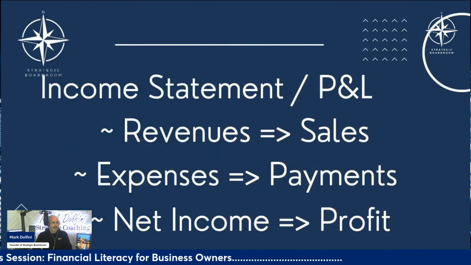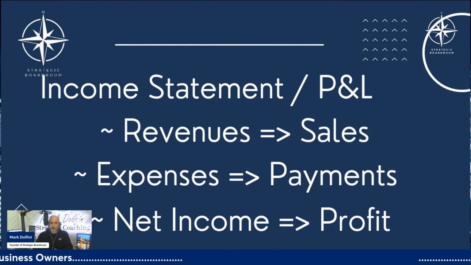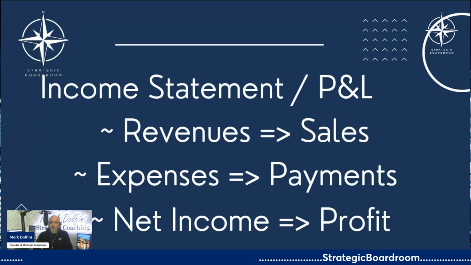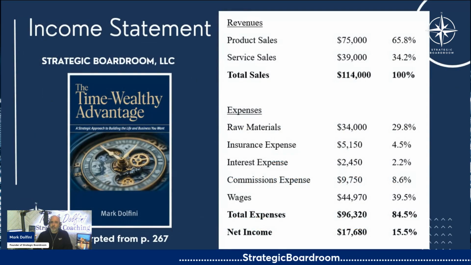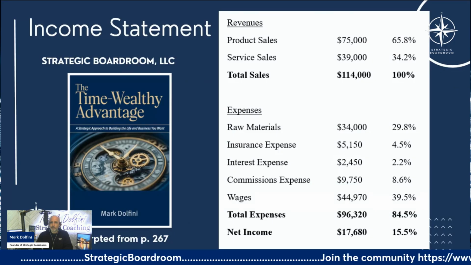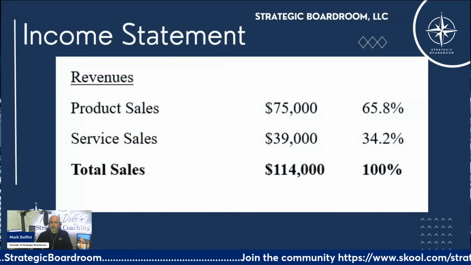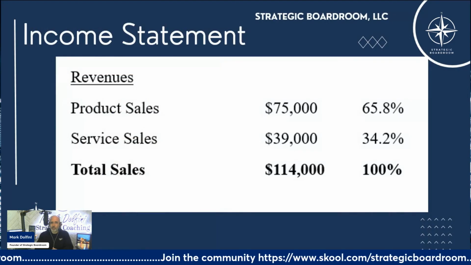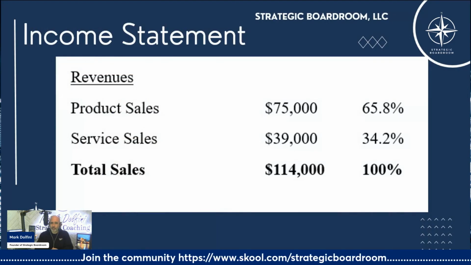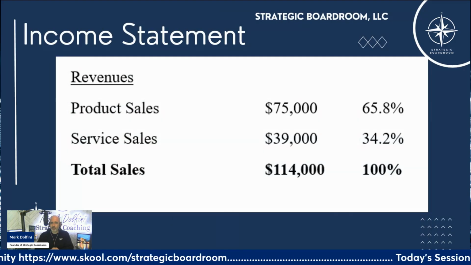So your income statement is also known as a profit and loss. Again, this is made up of three components: your revenues, expenses, and net income. Again, this is over a period of time. So let's look at a sample there. Your revenues are at the top, expenses in the middle, and your net income is at the bottom. There it is, right there. So the very top, you've got revenues of $75,000 for product sales, service sales is $39,000, and you got total sales of $114,000. So you see those percentages off to the right.